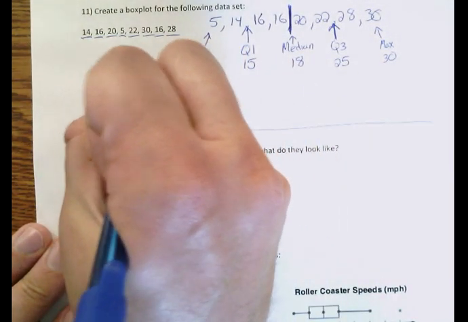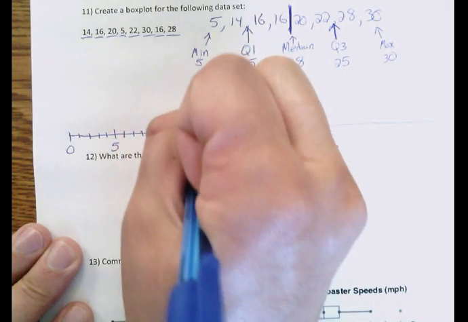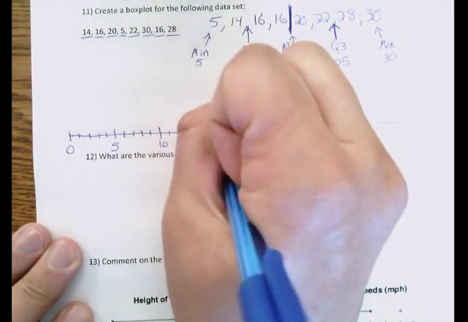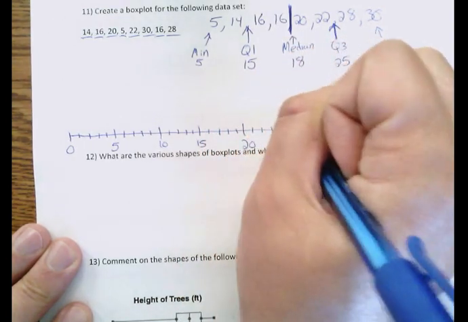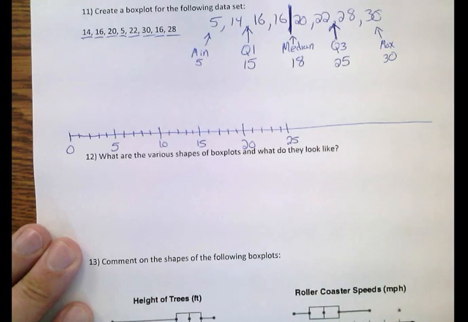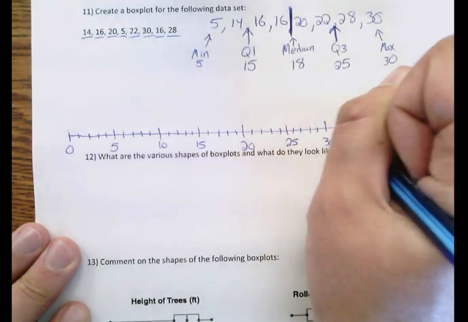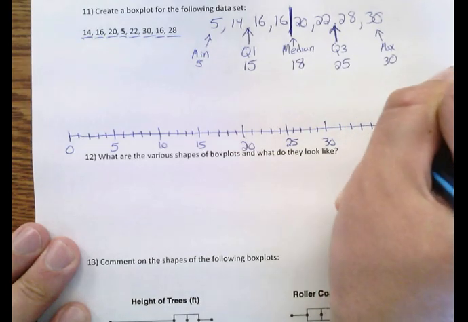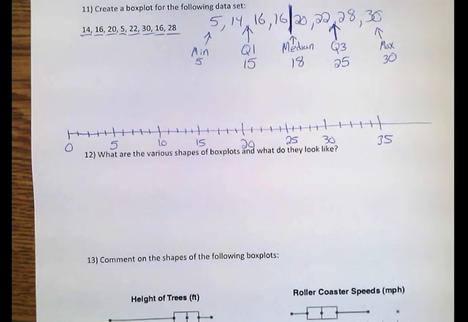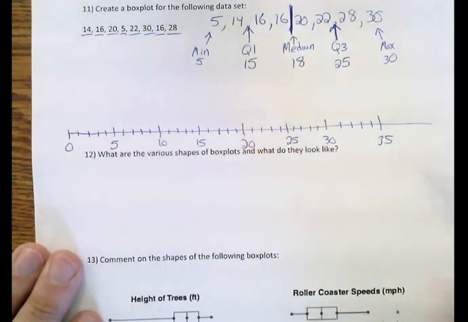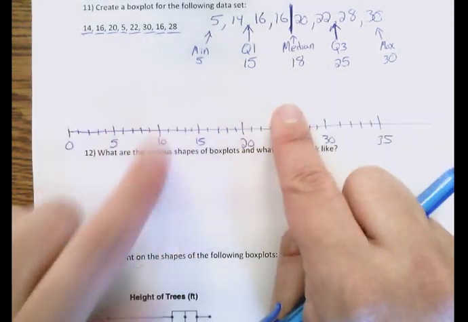So there's 6, 7, 8, 9, 10, up through 24, 25, 26, 27, 28, 29, 30, 31, 32, 33, 34, 35. I don't need to keep labeling on. We're good to go. Okay, so again, the box plot, you need 2 whiskers and you need a center box.